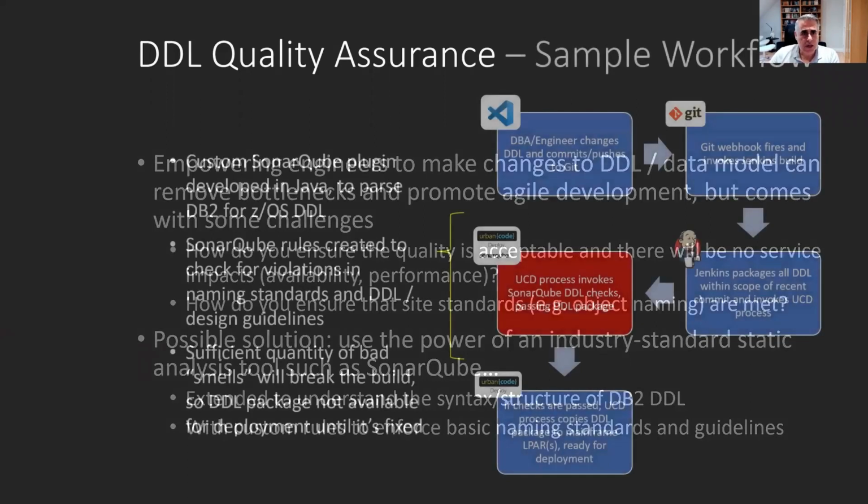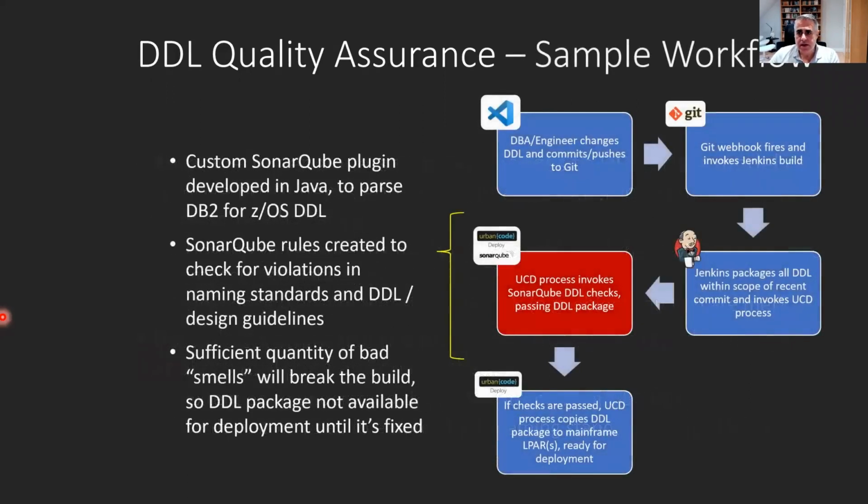I've summarized here over on the right the same process that we looked at earlier on. We've got the DBA or the engineer making changes to the DDL. As soon as they commit and push those changes to Git, our Git webhook fires and invokes our Jenkins build. That does all of the packaging of all of the DDL that's just been changed, and invokes, in our case, an Urban Code Deploy process.